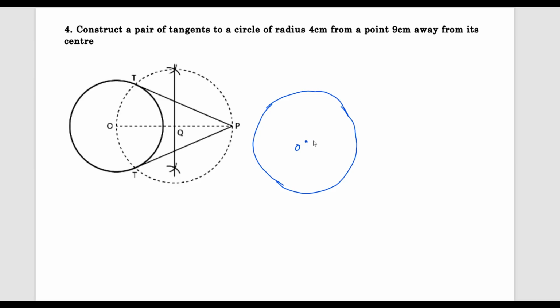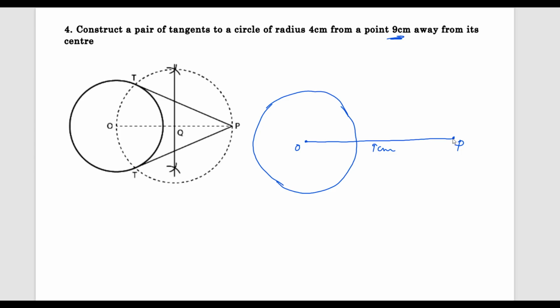Now students, first step is what? Draw a circle of radius 4 cm from the point. What is the distance? Distance is 9 cm from the center. Draw a line segment of 9 cm. What is the length of this line segment? It is 9 cm. Now what is the next step?